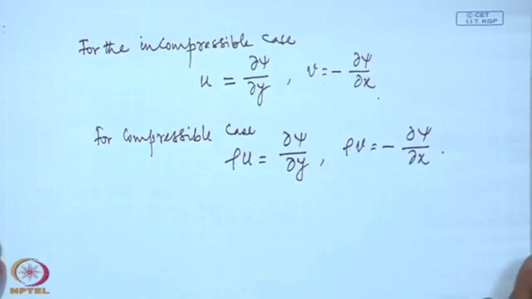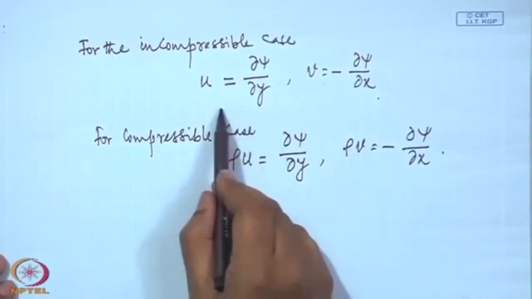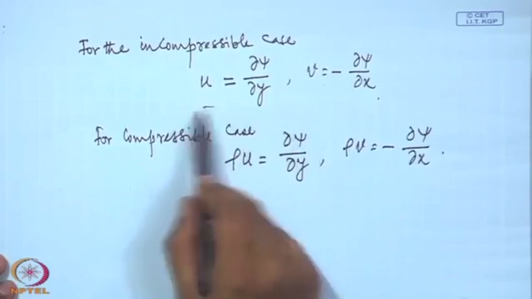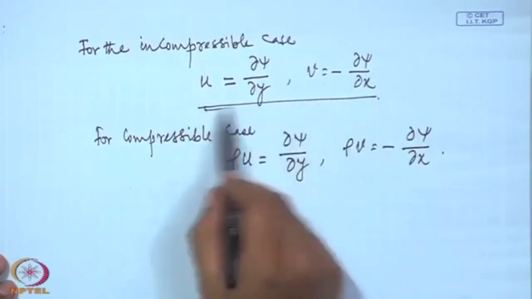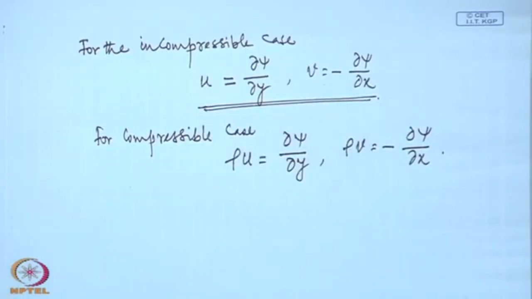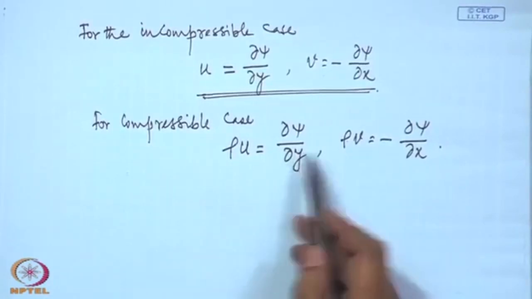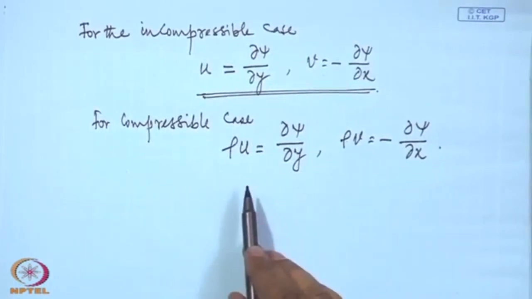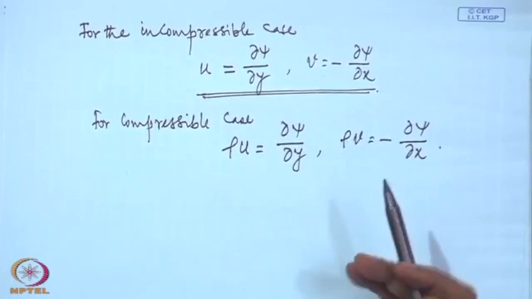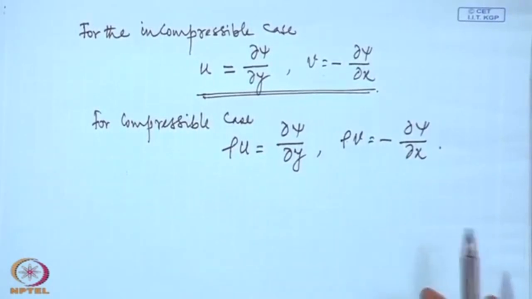Now, henceforth for our further discussion we will consider only this incompressible definition. But whatever we are doing for incompressible, you can just do the same thing for compressible flow. Wherever there is u, you replace it by rho u, wherever there is v, you replace it by rho v. Okay. So, everything will remain the same only with that replacement.